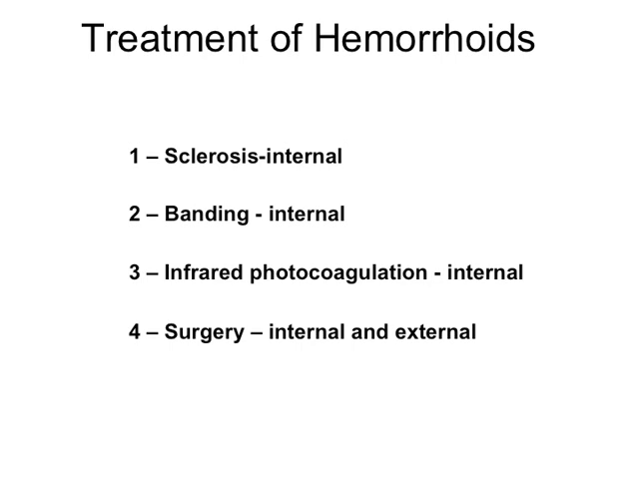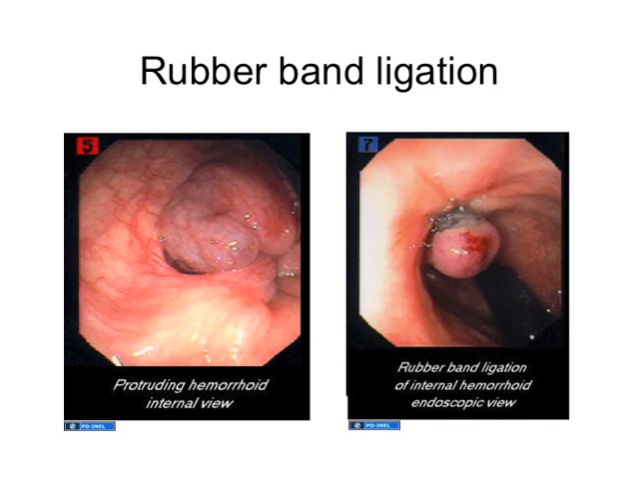You can get rid of them. You can sclerose these. You can put rubber bands around them, just like we do around varices. And surgery can cut them out. And this is really done by surgeons. So if you have painful or prolapsing or otherwise difficult hemorrhoids, once you make the diagnosis, you send the patient to a surgeon.